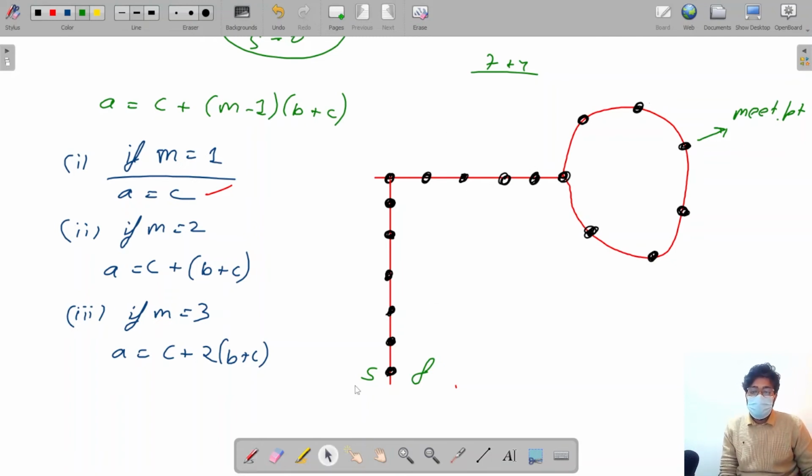Now let's check it out. Move S 1, move F 2, move S 1, move F 2, move S 1.